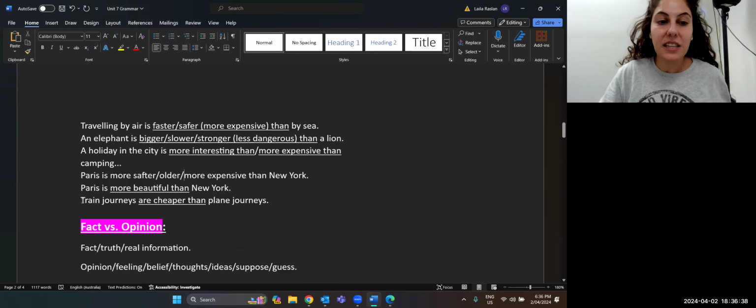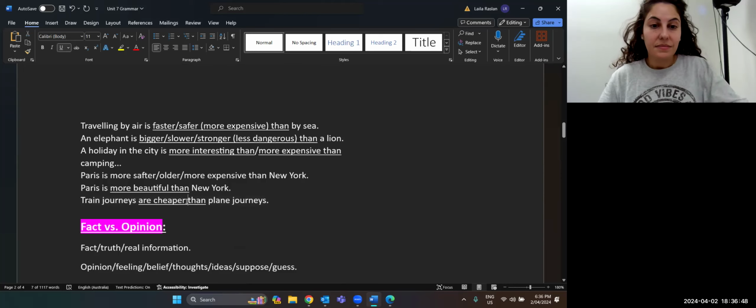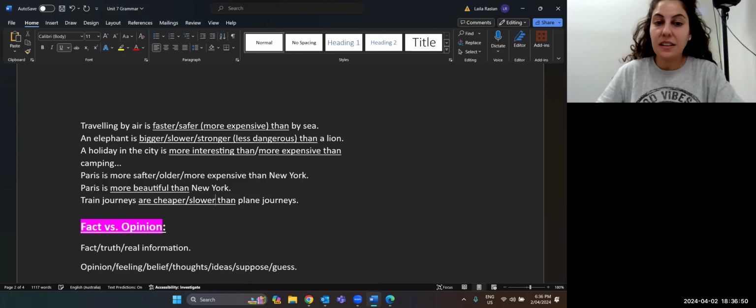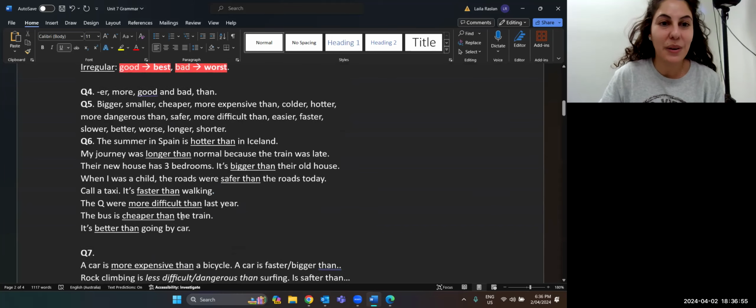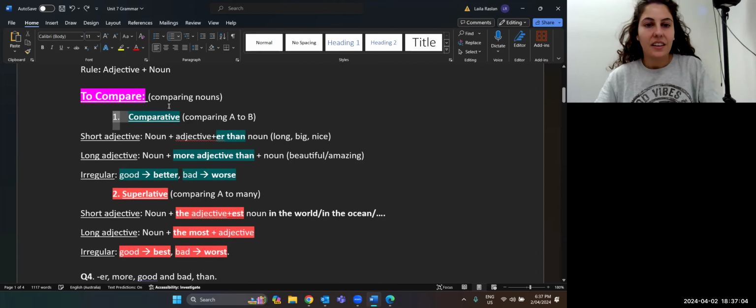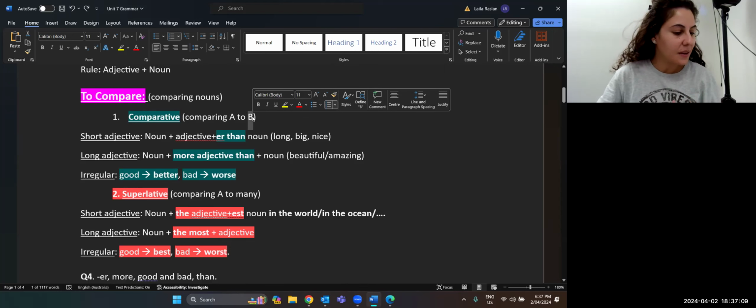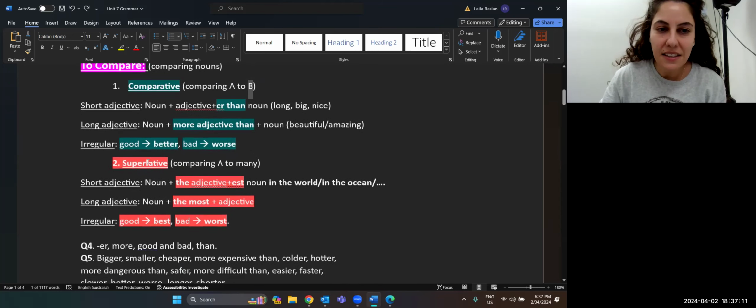And we're going to compare types of traveling. Train journeys are cheaper than plane journeys. Maybe slower. They're cheaper, they're slower. Yeah. Okay, before we continue, let's look at another way to compare. So I talked about the first way to compare, and that's when we compare one noun to another noun.